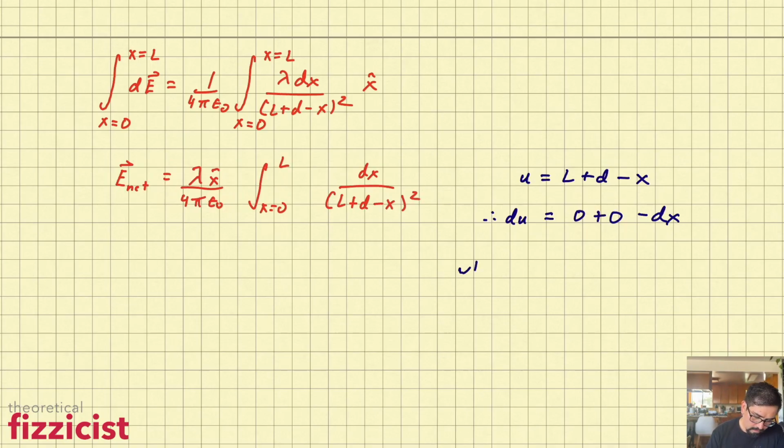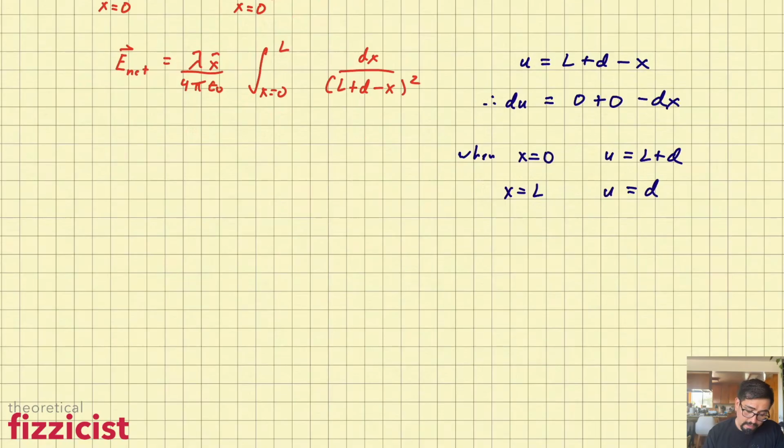So when x is equal to 0, we see that u is equal to L plus d. And when x is equal to L, we see that u is equal to just d only. And again, apologies for the redundancy with the d here, d for distance, and sometimes I'm using d for the integration measure, but c'est la vie. Only so many letters and numbers in the Greek and Latin alphabets. So let's move on.